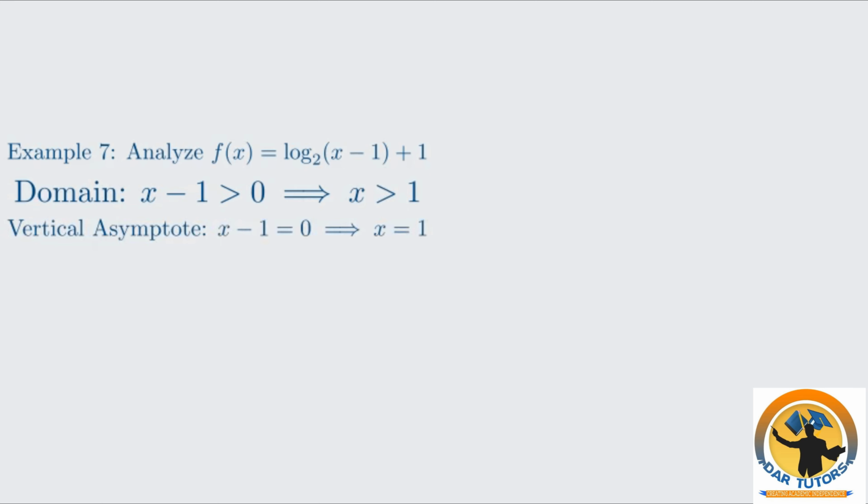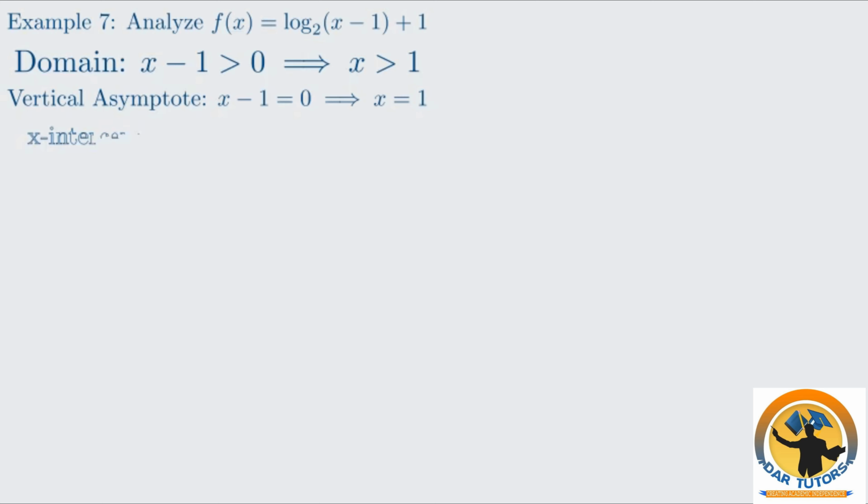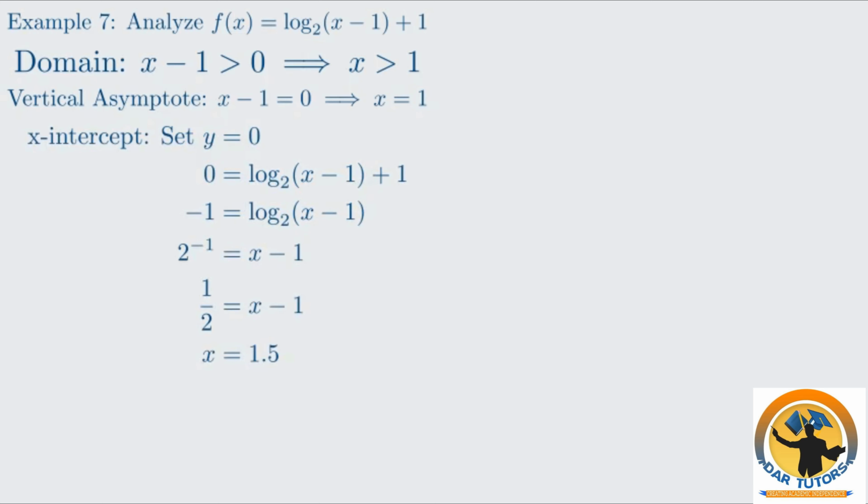Next, let's find the x-intercept by setting y equal to 0. We set the function equal to 0 and solve for x. Subtracting 1 gives log base 2 of (x minus 1) equals negative 1. Converting to exponential form, x minus 1 equals 2 to the power of negative 1, which is 1/2. Adding 1 to both sides gives x equals 1.5. So the x-intercept is (1.5, 0). There is no y-intercept because the domain x greater than 1 means the graph never touches the y-axis.